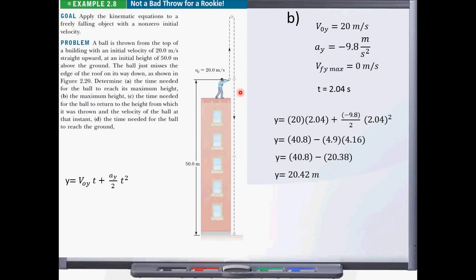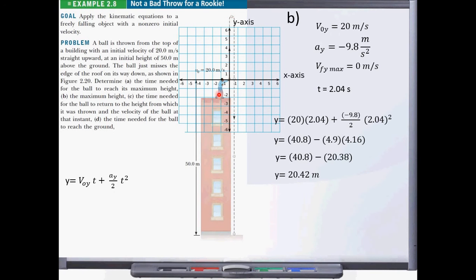Okay, so as you can see, the 20.42 meters is not the distance, or is not the maximum height from here to here. Okay, it's not from the ground to the maximum point. It's from the point that you begin to the maximum point. Why? Because as I told you on the last problem, imagine that you have a Cartesian plane over here, okay, and that is your 0.